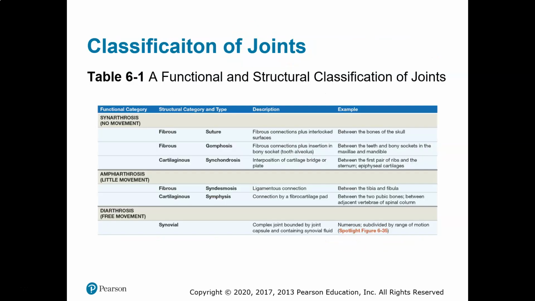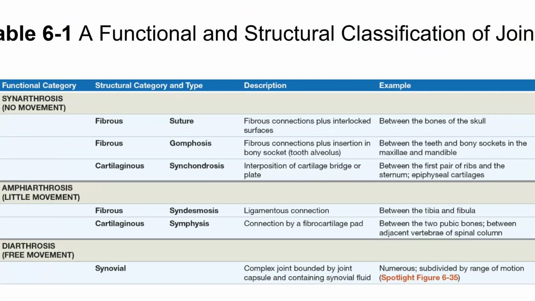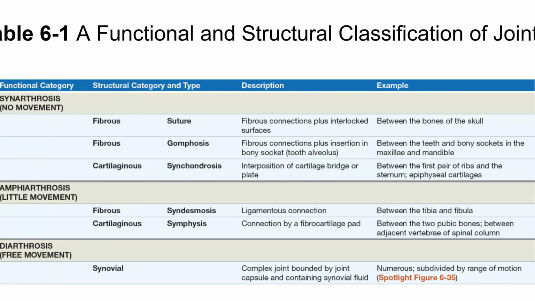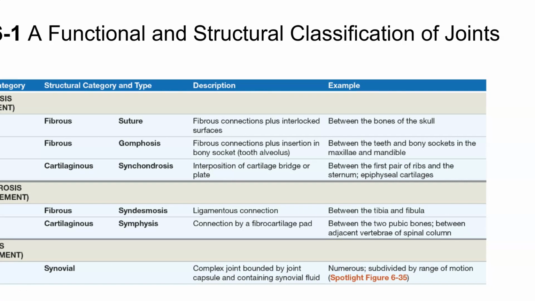So looking at this table of the classification of joints, there are some examples on this table, so I like it for that reason. For the synarthroses joints, which allow for no movement between the bones at those joints, an example of a fibrous synarthrosis is a suture, the sutures that connect the skull bones.